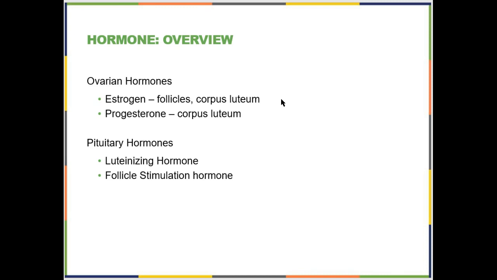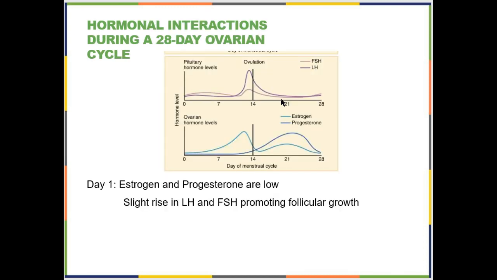So now what we're going to do is go through all of the events of the menstrual cycle, both ovarian and uterine cycle, and all of the hormone changes that precipitate all of those events. And so just concentrate on individual events. Don't worry about being able to describe the whole thing.